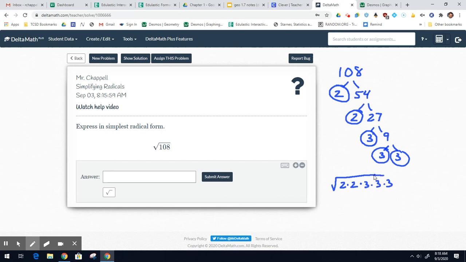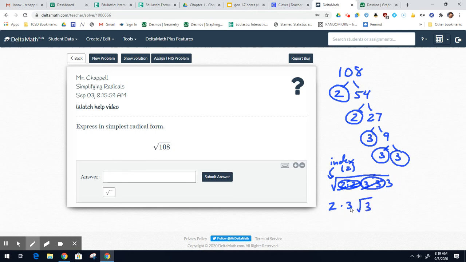Now, with square roots, or with radicals in general, this space right here is where we put the index. And for square roots, the index is a 2, but we never write it. So anything squared can come out of a square root. Well, if you have two 2's, that really means 2 squared. So that means that a 2 can come out, not 4, but 2. And when that 2 comes out, both 2's disappear. Same thing with this pair of 3's. That is 3 squared. That means that a 3 can come out, not 9, and they go away. And this lonely 3 is left inside of the radical.